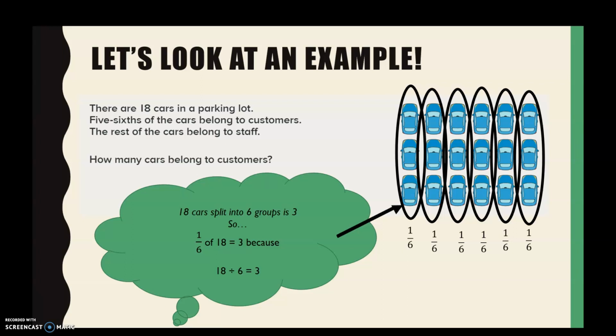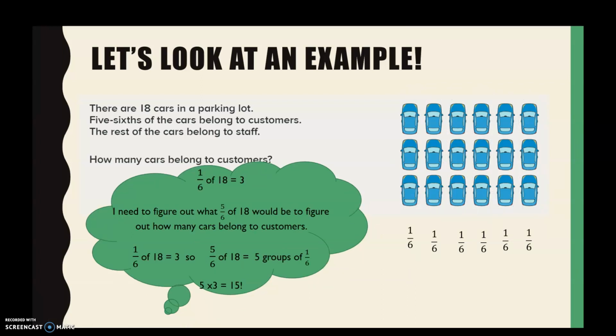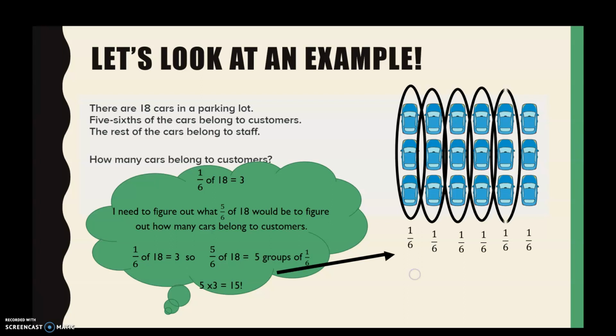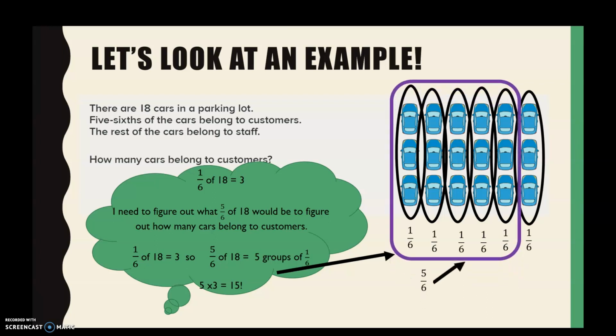But I haven't answered my question yet. So the question asks me, how many belong to the customers? Well, the customers are 5/6 of that group. So what is 5/6 going to look like? So if 1/6 is 3, what if I had 5 groups of that? So I'm thinking about, here are my 1/6. I don't want just one of them. I need 5 of them. So I need to figure out what 5 would be. So I'd circle 5 of my groups. So 5/6 of 18 is going to be taking that 3, and I'm going to have 5 groups of them. So 3 times 5. So my answer ends up being 15.